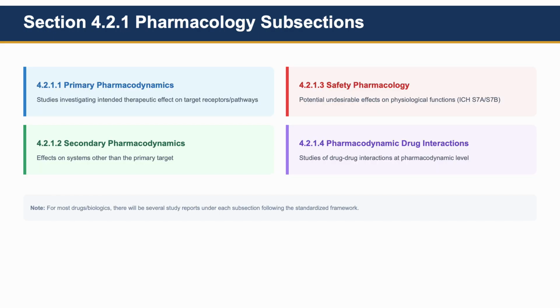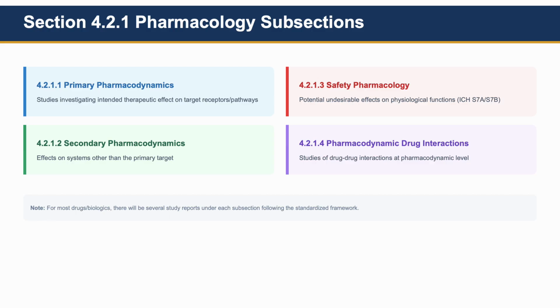Section 4.2.1 is divided into 4 subsections. Section 4.2.1.1 covers primary pharmacodynamics, which includes studies investigating the intended therapeutic effect on target receptors and pathways. Section 4.2.1.2 addresses secondary pharmacodynamics, examining effects on systems other than the primary target. Section 4.2.1.3 covers safety pharmacology, guided by ICH S7A and S7B, which investigates potential undesirable effects on vital organ systems. Section 4.2.1.4 contains pharmacodynamic drug interaction studies.